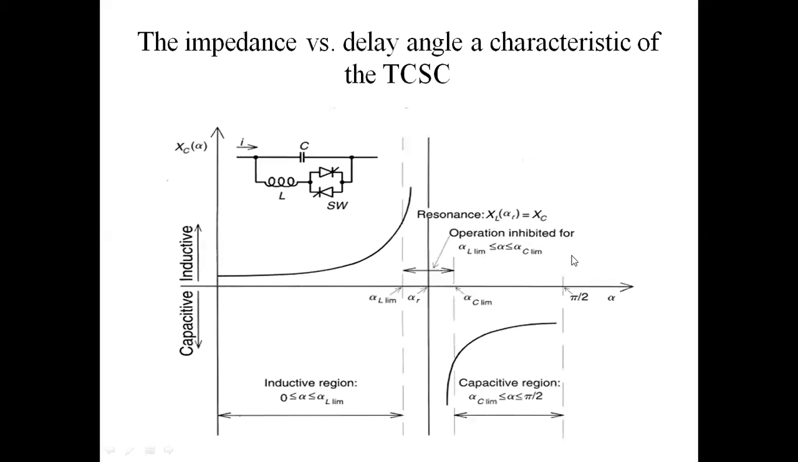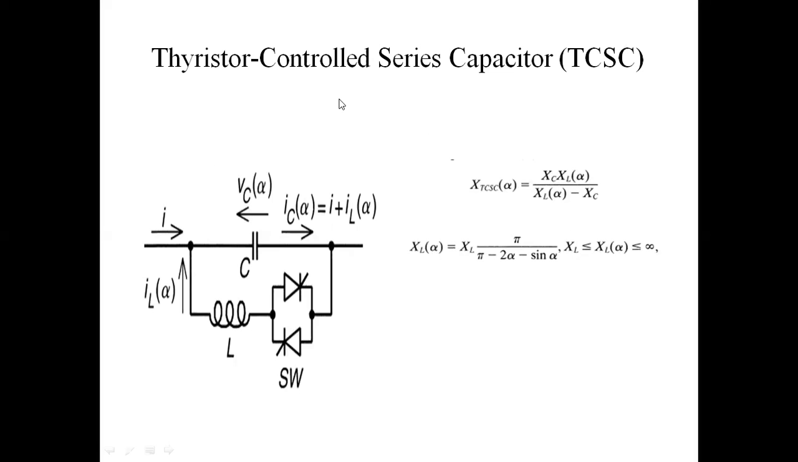This is the impedance versus delay angle characteristic of TCSC, Thyristor-Controlled Series Capacitor. Here, these two thyristors control the total impedance in the circuit. That is why it controls the series capacitance. It is a series compensator.